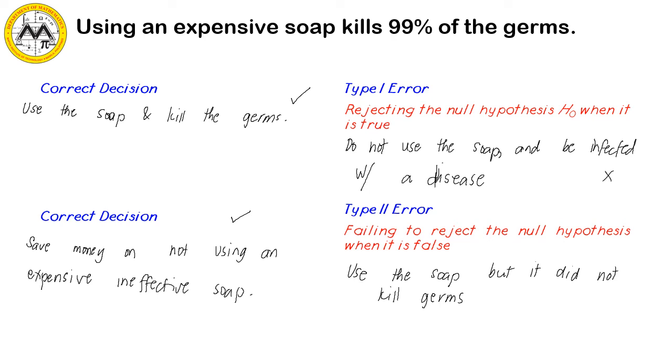Type 2 error is failing to reject the null hypothesis when it is false. You use the soap. You agree on using the soap, but it did not kill the germs. So there's nothing bad in trying. However, the soap did not really kill the germs. But what we want to do is to avoid committing type 1 error of not using the soap, but it is in fact capable of killing the disease.